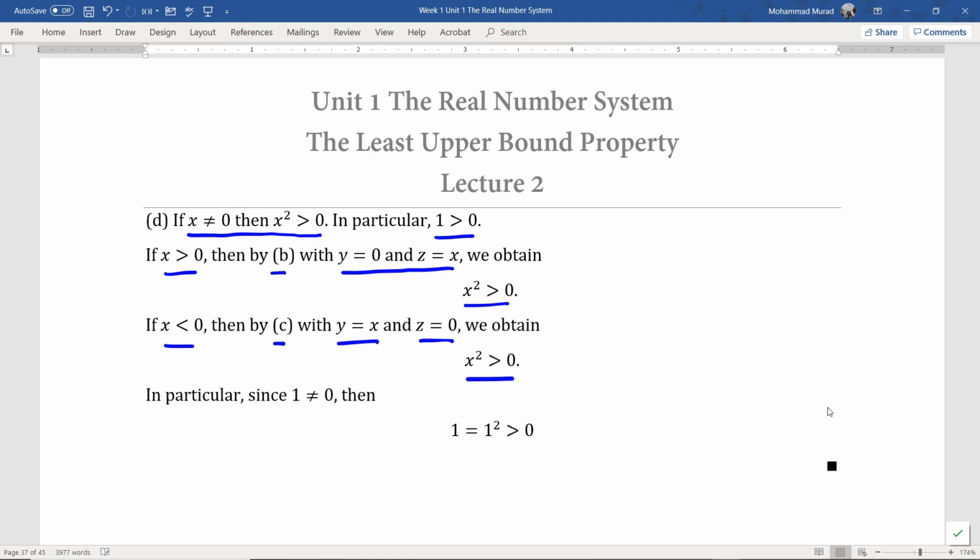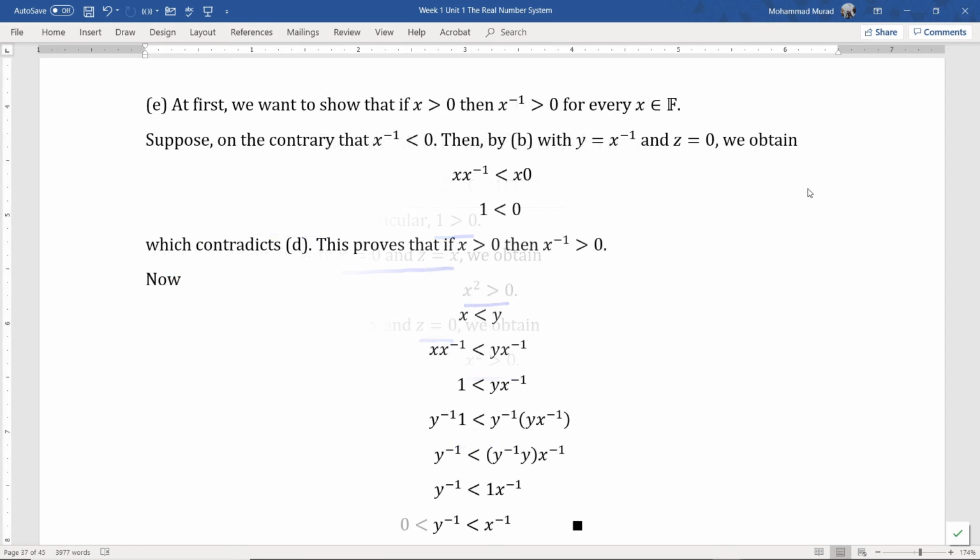In particular, since 1 is not equal to 0 by the assumption in the field axiom, then we can use the statement that 1 times 1 should be larger than 0. But we also saw that 1 times 1 is equal to 1. This confirms that the multiplicative identity element in a field is greater than the additive identity element in the field. Similarly, we can try to prove the statement E.